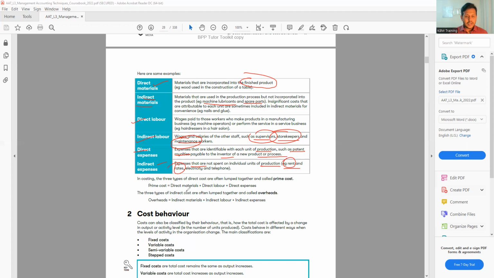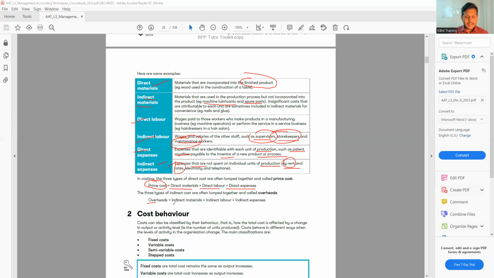Now there are two more words we can see here. The prime cost. Prime costs represent only the direct costs. All the direct costs together, we call them prime cost. So the direct costs are direct material, direct labor, and direct expense. All these three direct costs, we call prime cost.